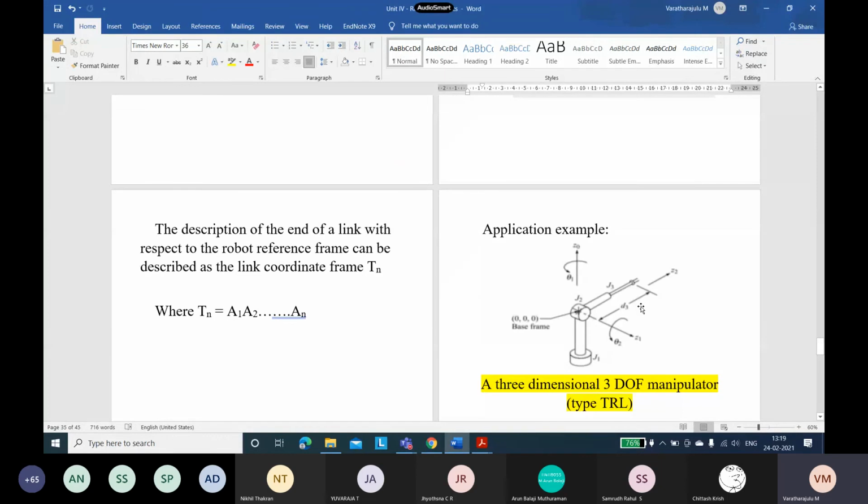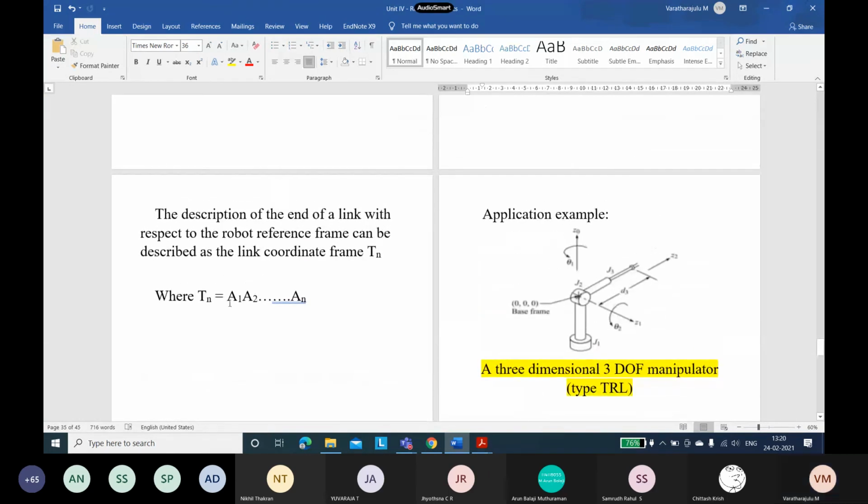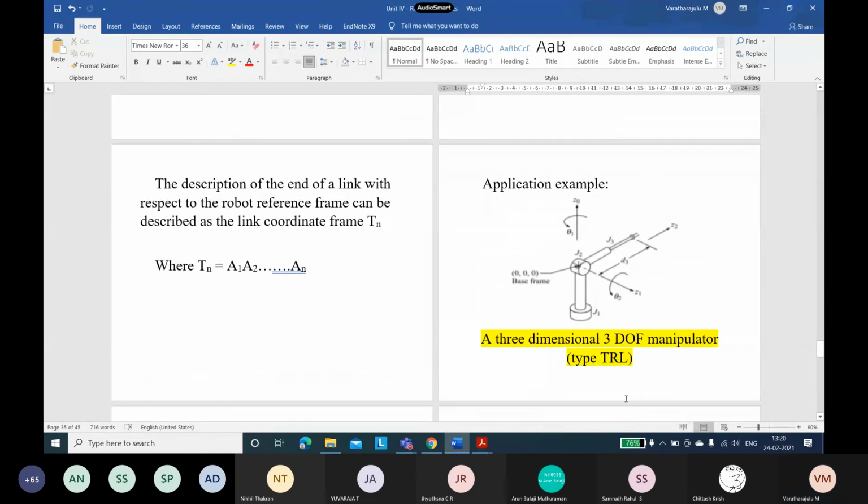The description of the end of the link with respect to the robot reference frame can be described at the link coordinate frame Tn. That is what we derived, that is An, A1, A2 and till An. And an application: a 3-dimensional manipulator. This is the TRL type, with theta 1 in the Z direction and theta 2 here, link 1, link 2, link 3.